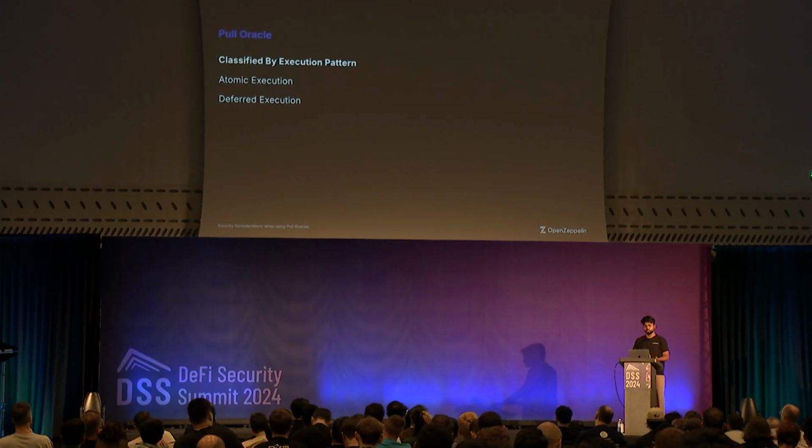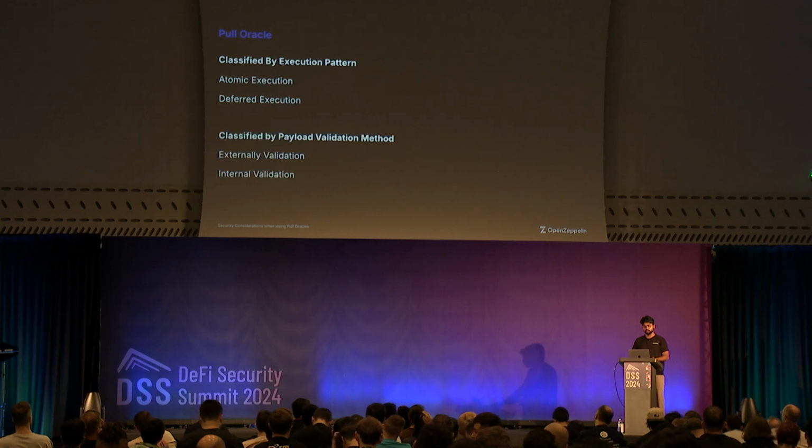There are two different modes. We'll talk about it. The benefit of using a pull oracle is it can support a higher number of chains and pairs, because the Oracle network isn't responsible for transmitting the data, so it doesn't have to bear the cost. The cost rests with the user. Pull oracles can be classified in two ways, by either execution patterns or by the payload validation method.